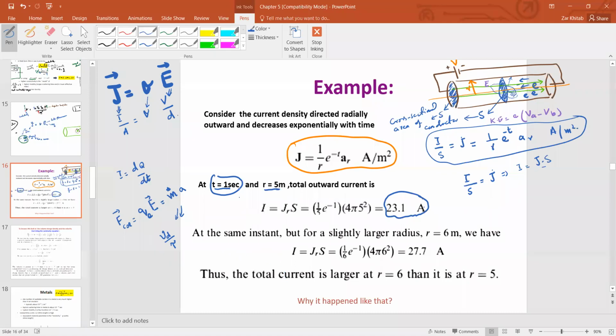23.1 amperes, right? Now, in the second case, in the second instance, suppose at the same instant, which is t equals 1 second, the electrons are covering a distance of 6 meters. So how much will the current be? 27.7 amperes. So what does this mean? When the velocity increases, the current increases. The total current is larger at r equals 6 than it is at r equals 5. Does that make sense?